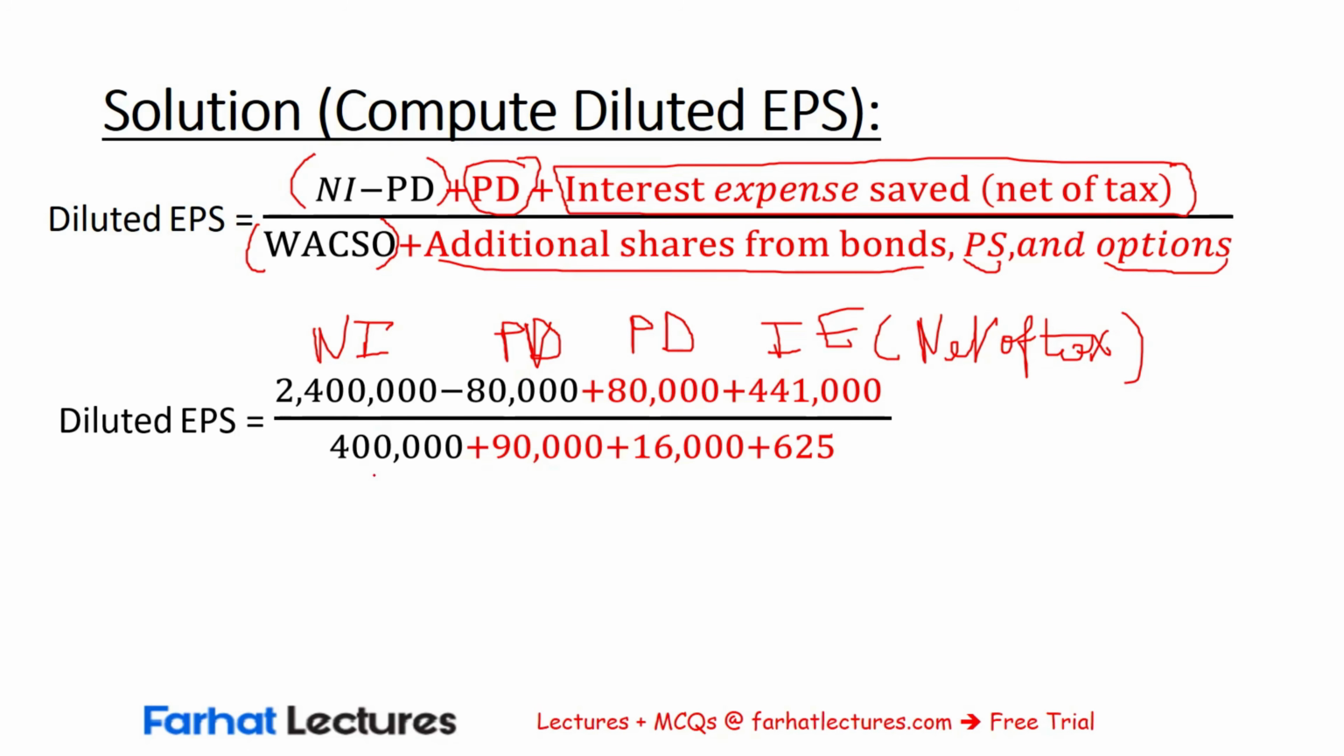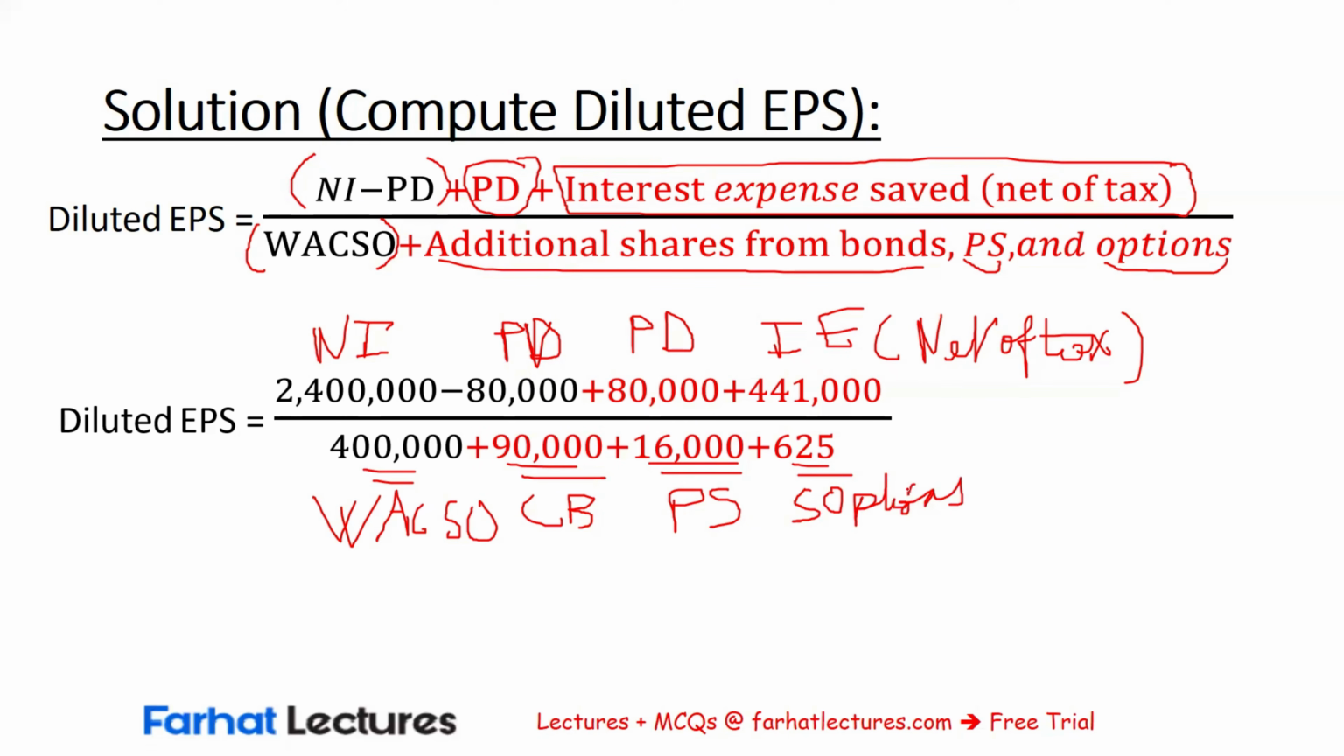What are the changes to the denominator? We have the WACSO, 400,000. We're going to add to it 90,000 shares related to the convertible bonds. And we're going to add to it the 16,000 shares related to the preferred stock. And we're going to add the 625 computed related to the stock options. So these are the changes to the denominator.